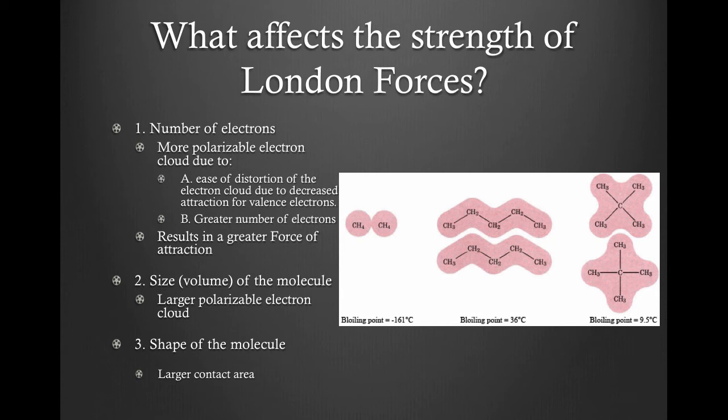Then if we compare the boiling point of the pentane, which is in the middle, to an isomer of pentane, the tetrapentane, where we still have 5 carbons with a different shape, we can see the boiling point of that is 9.5, meaning that the contact area, the shape of the molecule, of pentane allows for a greater contact area than the shape of the other pentane.